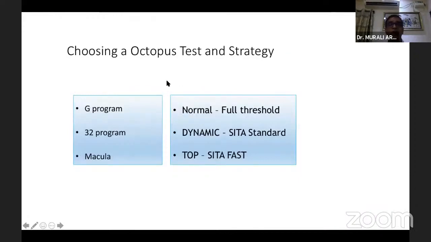So in the Octopus, how do you decide what test and what strategy? All of us, most often, we would use the G program, which covers the arcuate areas and is specific for glaucoma. You can also do the equivalent of the 30-2, the 32 program, and so on.